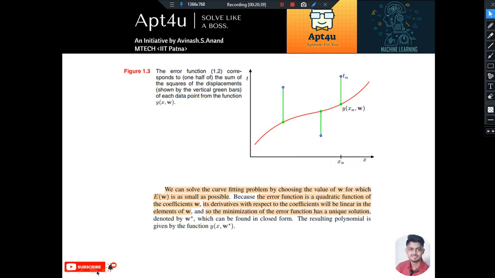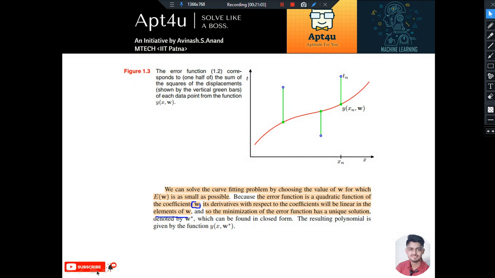So we can solve the curve fitting problem by using the value for w for which E(w) is as small as possible. Now the error function is a quadratic function of the coefficients of w, isn't it? We just saw the error function is nothing but a quadratic function of the coefficients of w, and its derivative with respect to the coefficients will be linear in the elements of w. No doubt that is true, isn't it? And so when we minimize the error function, it will always have a unique solution.